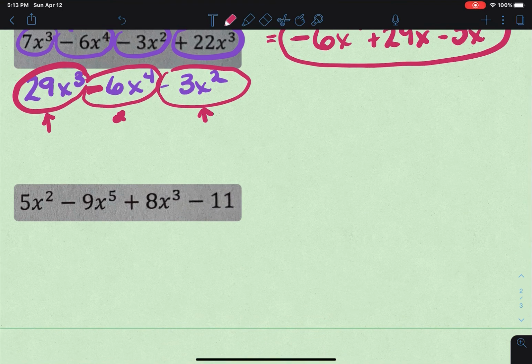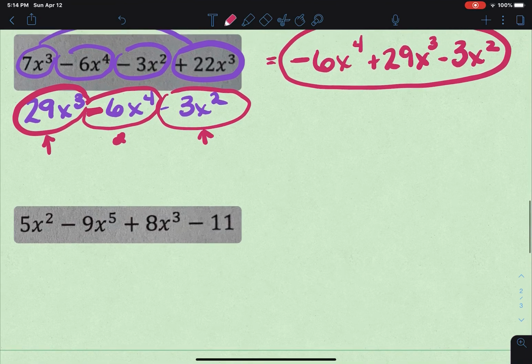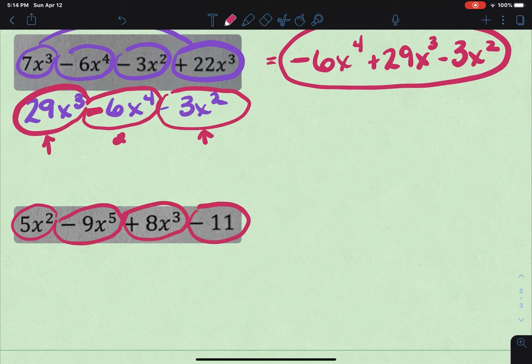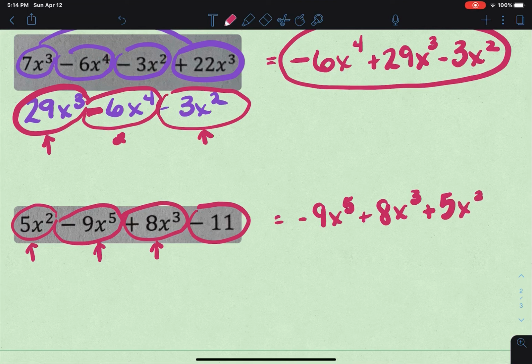Okay, take a look at this last one. I'm going to separate my terms so I can look at them. None of them are alike. Okay, this is my highest exponent, so that's going to be written first. The next highest is going to be 3. x squared would be the next, and I assume that's a positive 5x squared. So I'm going to do plus 5x squared, and then minus 11 is the end.